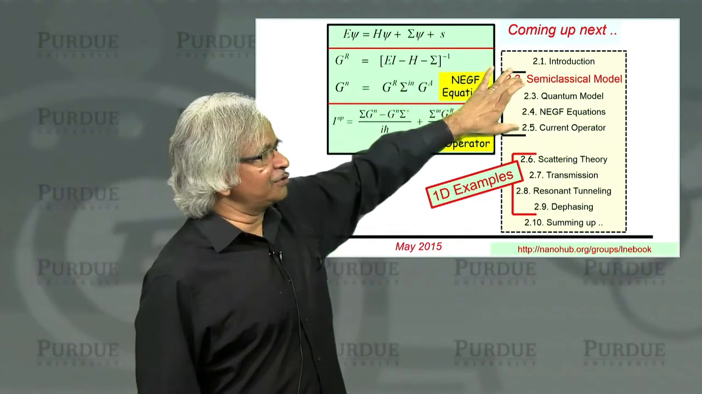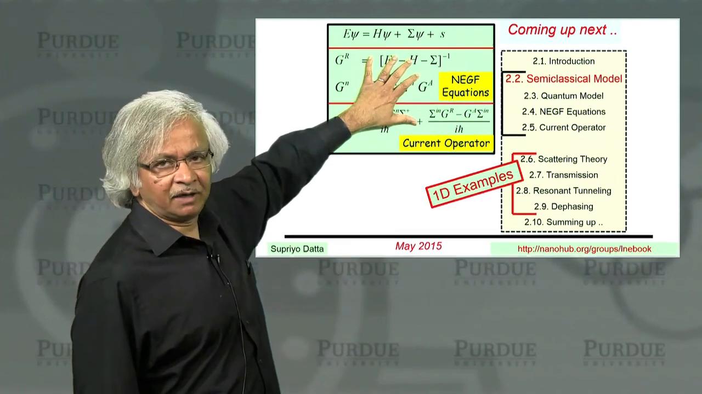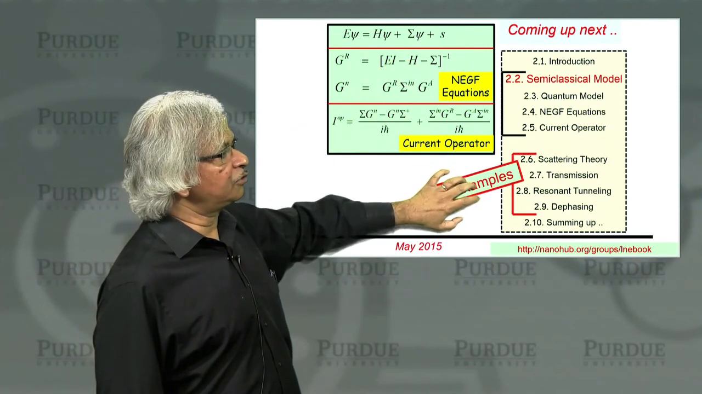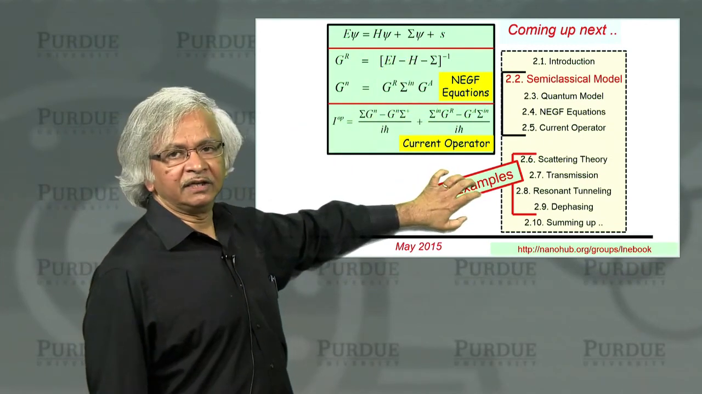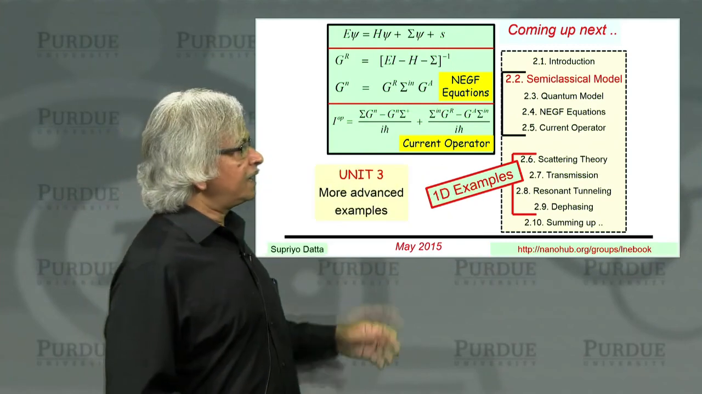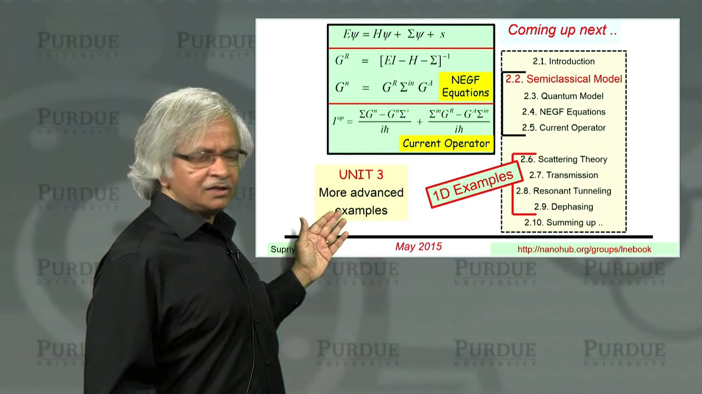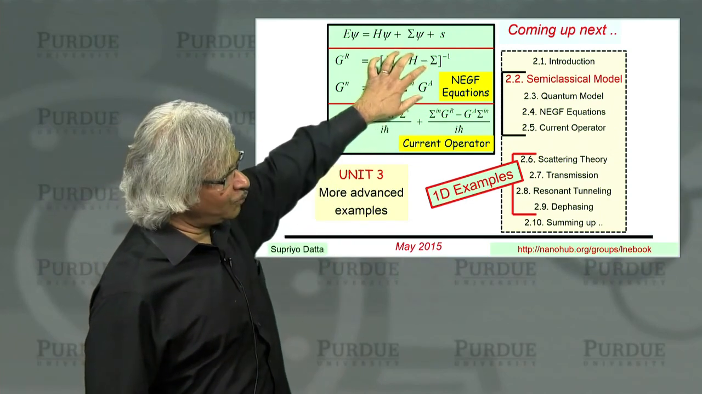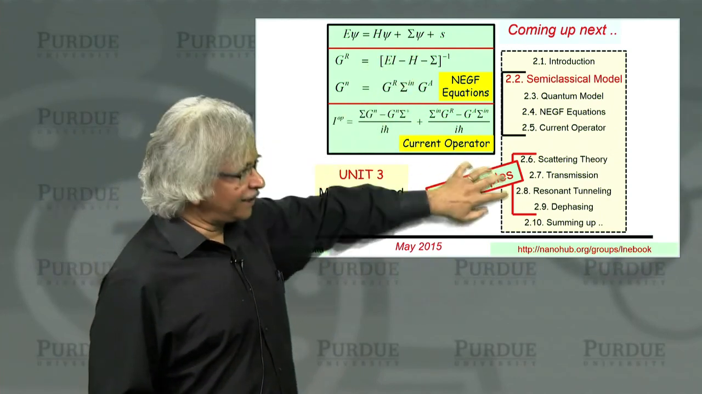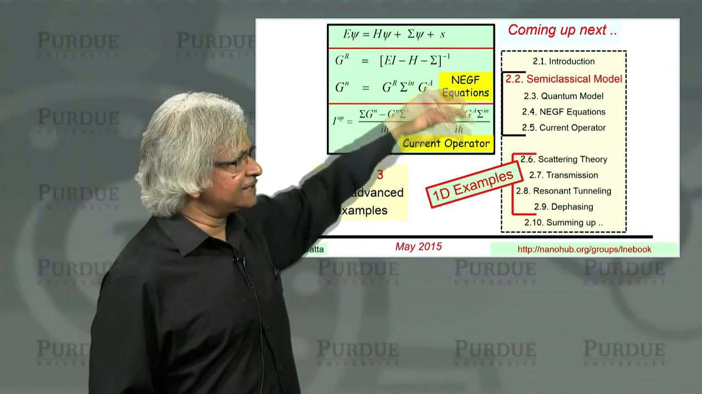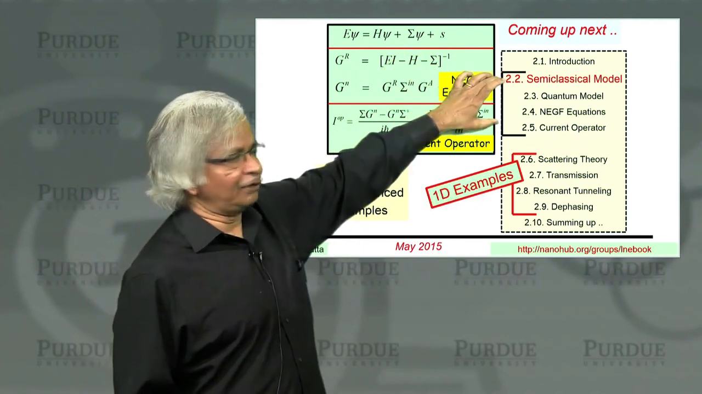In the sense that here you see how these equations come about. Here you see how to apply it to simple 1D examples. Whereas in Unit 3, what we do is more advanced examples. So you may want to look at this quickly, get on with it, look at the examples, and then, if necessary, come back and look at these 4 lectures.